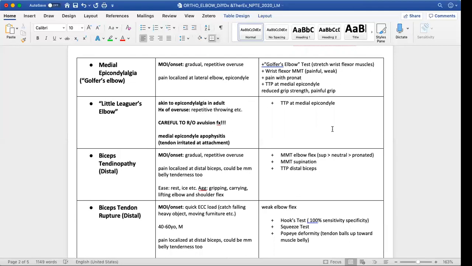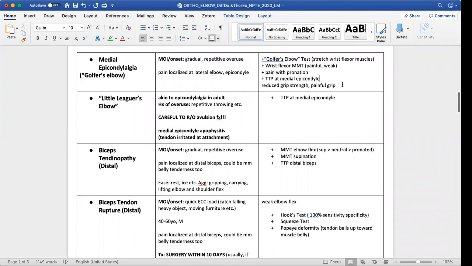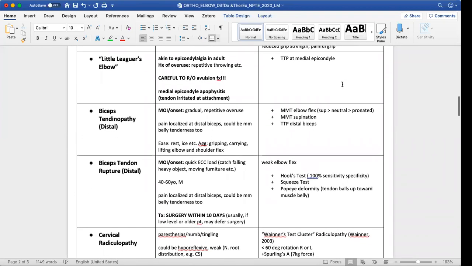Pain with pronation is a common finding as well because of the insertion of those pronators on the medial epicondyle. You're going to have tenderness at the medial epicondyle, again reduced grip strength, painful grip, common to that diagnosis. Little Leaguer's elbow is a diagnosis that's akin to these epicondylalgias in an adult, but it's a pediatric diagnosis.